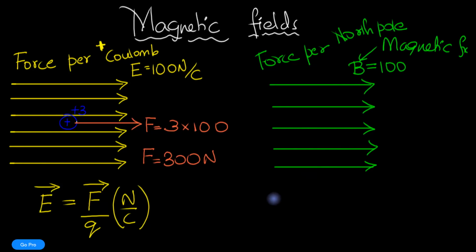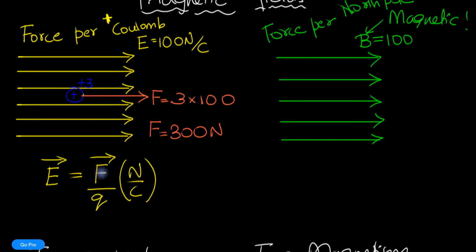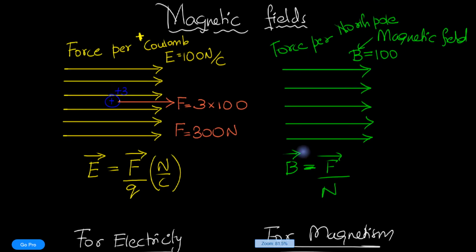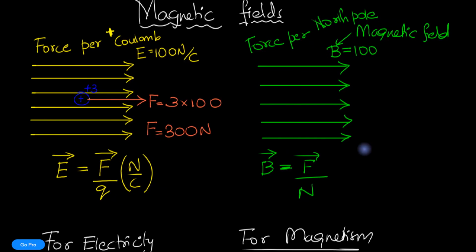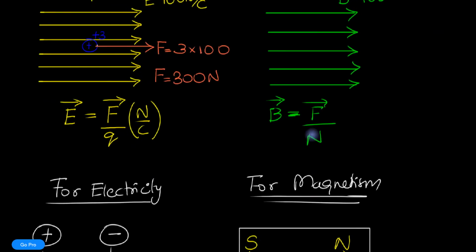So we could now say, just like how E is equal to F divided by a positive charge, magnetic field B would be force F divided by a unit North Pole. Isn't that a good enough definition? I mean, would that work? It looks fine, except for one tiny problem. And the problem is the following.